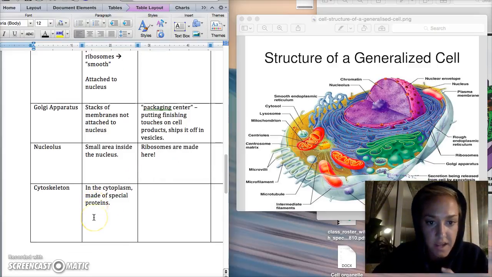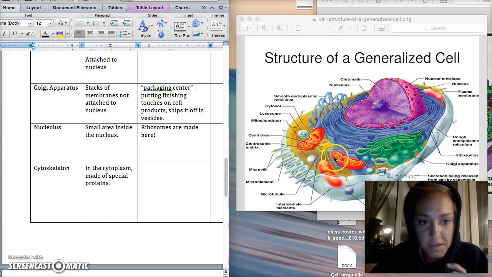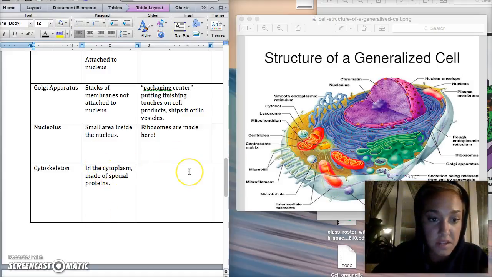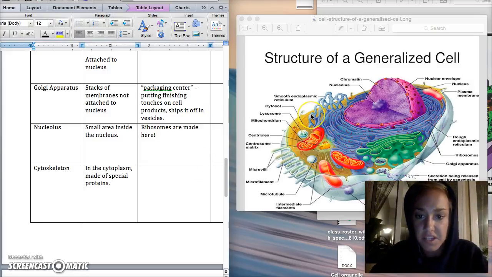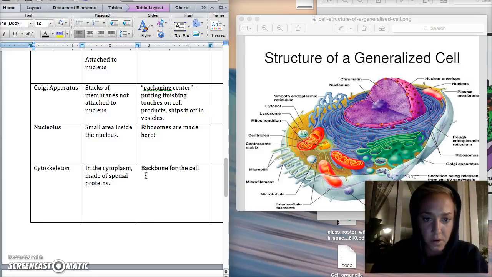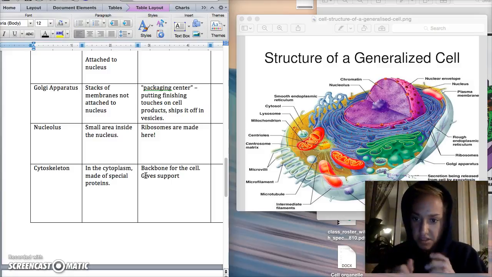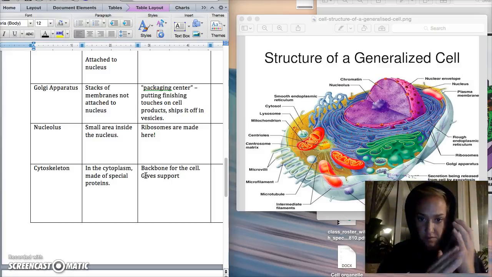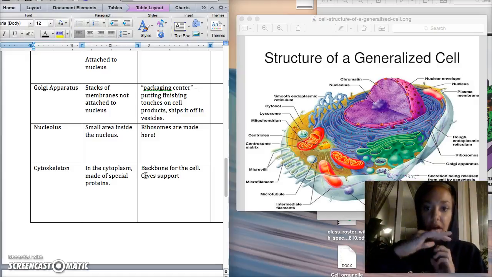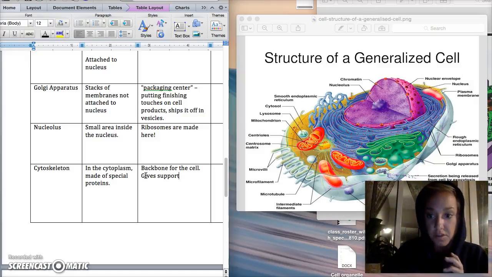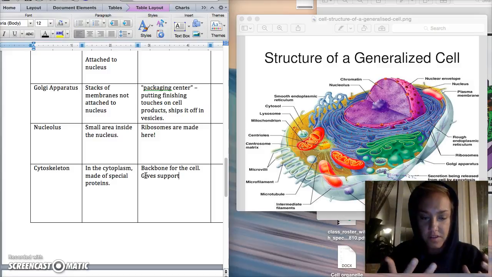Okay, great. Last one, cytoskeleton. The cytoskeleton is in the cell, in the cytoplasm, and it's made of special proteins. It's basically like a backbone for the cell. So it gives support. The Cell World app is really great for showing the cytoskeleton because it's 3D, and it shows you it's stringing from the cell membrane all the way to the nucleus and giving support for the cell.